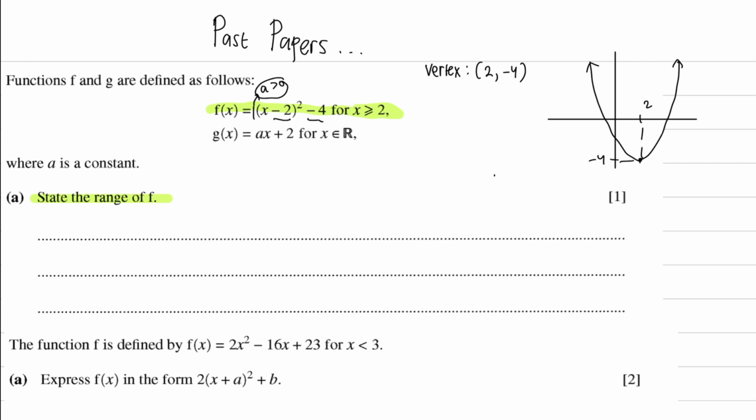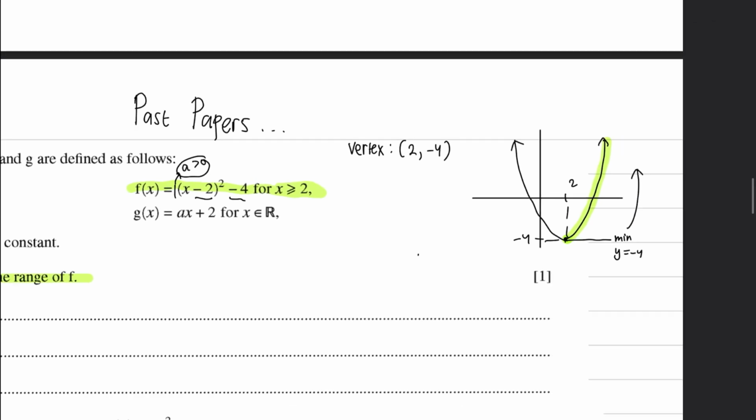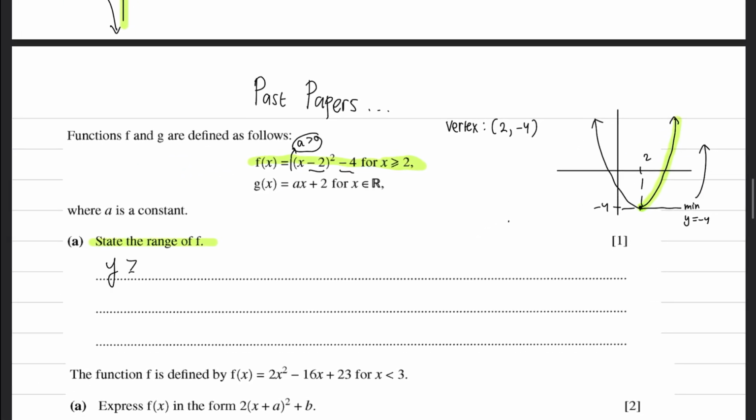Now, because our domain is limited to x more than equals to 2, that means we just care about what happened in the function when x bigger than equals to 2. So from here and then bigger than, so goes to the right. So this one. As you can see, our range minus 4 is our minimum. y equals to minus 4 and the graph goes up. So y more than equals to minus 4. We put equal sign because the domain also has equal sign.